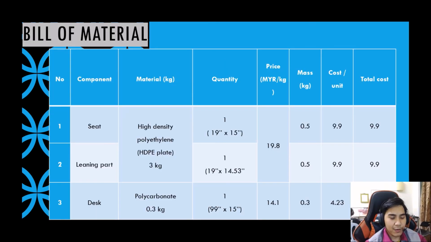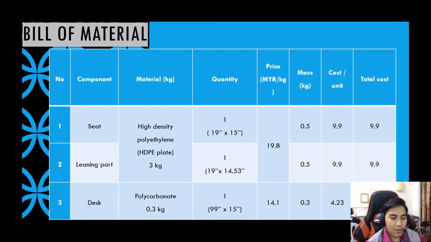Bill of material. We can estimate the total cost of this product by referring to the current market price of each of the materials that we are going to use to make the components. First, we identify its current price and quantity that will be used to calculate the cost per unit of each of the components. Then we multiply the cost per unit with its quantity to get the total cost of each of the components.